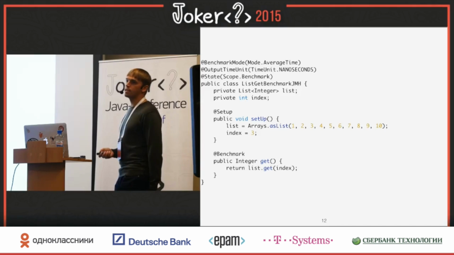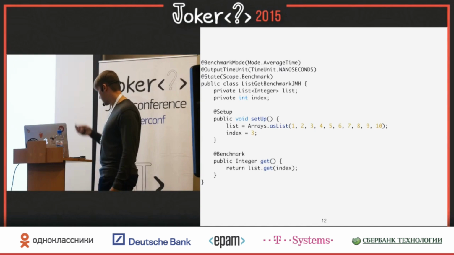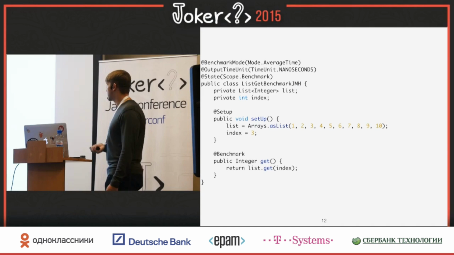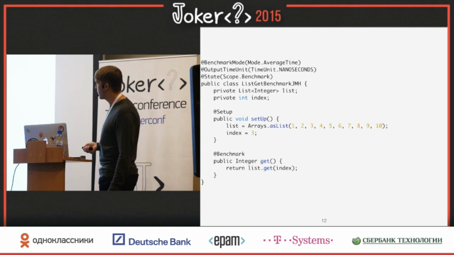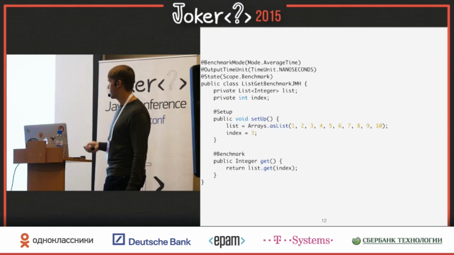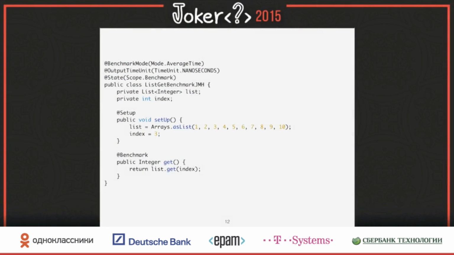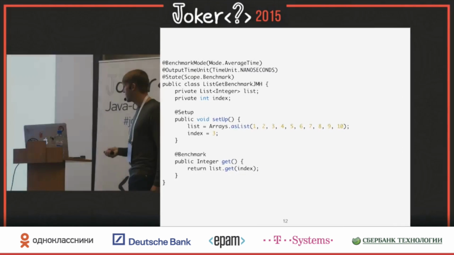So how would we write the same list get thing in JMH? Well, we'll do something like this. We create a class, we have an @Benchmark annotation, and we have a list access. Notice here that the thing in the benchmark is the thing I want to measure, just the list get. The rest is somewhere else. So I have a setup part where I create my list, I initialize my index, and I have some other supporting annotations, like that I want to have a state, therefore I can have fields, etc. But the most important thing here.